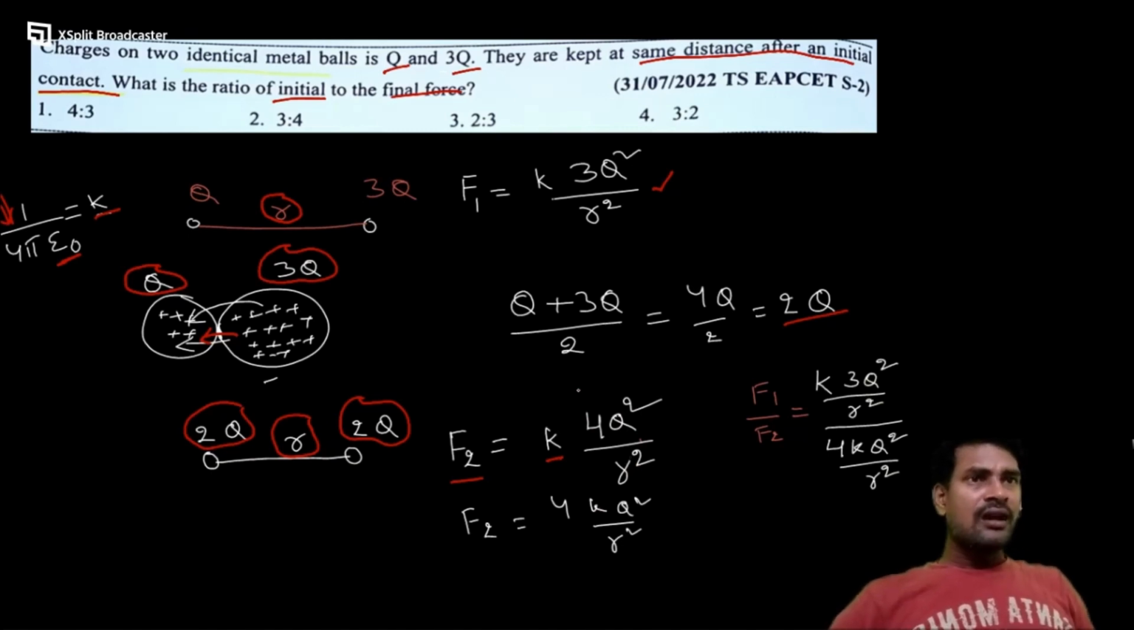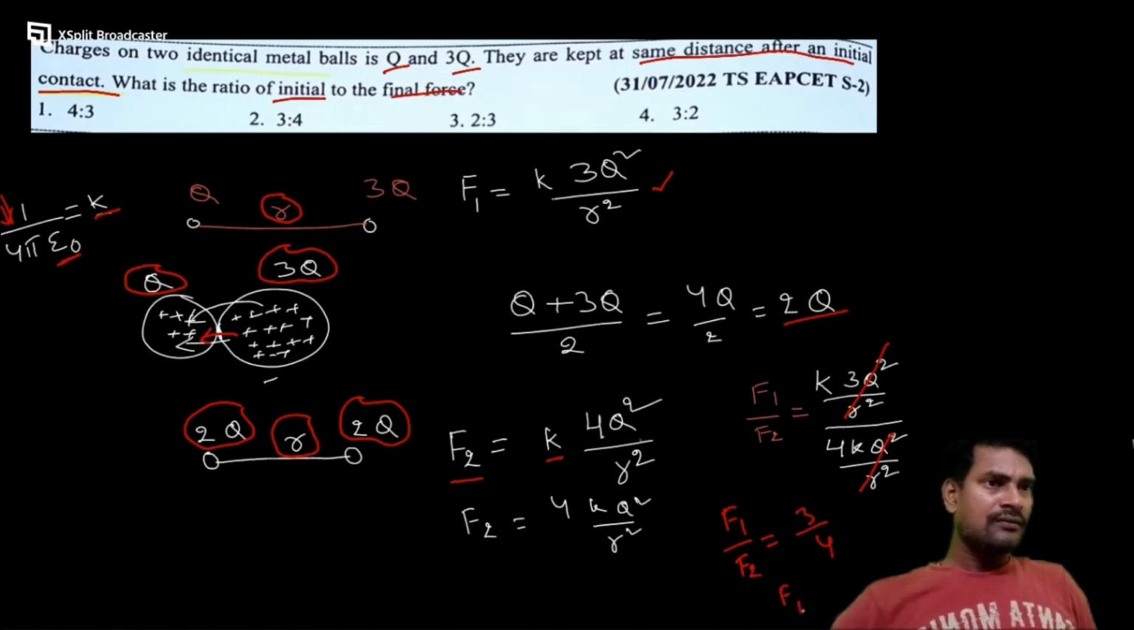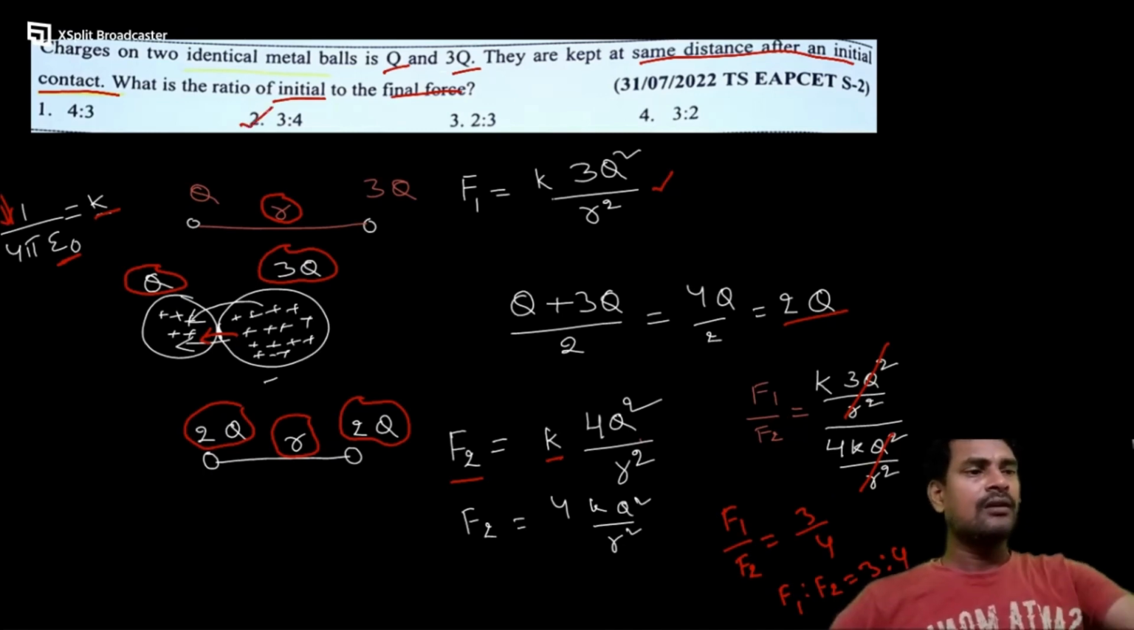Now he is asking us the ratio of the initial force to the final force. Initial force is F1, final force is F2. If I make F1 divided by F2, all these will cancel. K into q square by r square will cancel. F1 divided by F2, we get 3 divided by 4. Means F1 is to F2 is equal to 3 is to 4. So 3 is to 4, option 2 is the correct answer. Let me go with the next question.